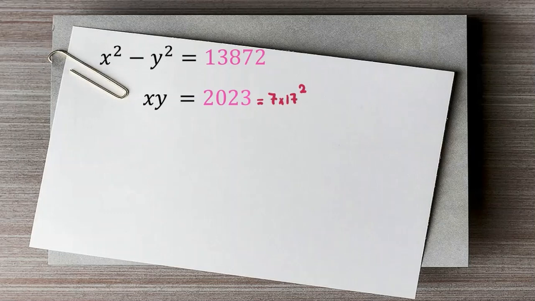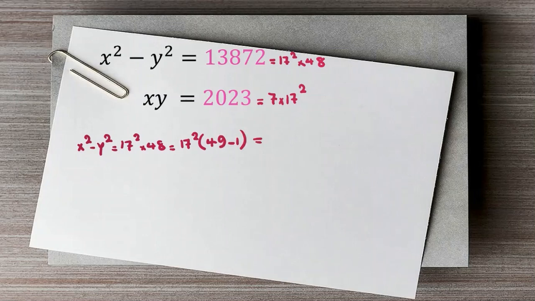Okay, and you can see that 13,872, you can write it as what squared minus what squared. If you work with 7 and 17, we will see we can reach some answer. It's 17 squared times 48. You can say 17 squared times 49 minus 1, or if you want to write it as a difference of two squares, 17 squared times 48 equals 17 squared times 49 minus 1, which is 17 squared times 7 squared minus 17 squared.